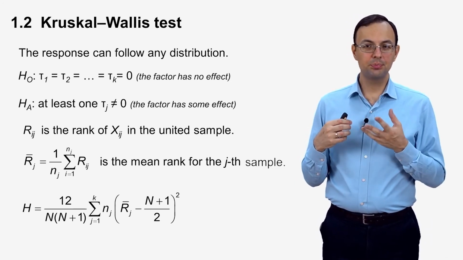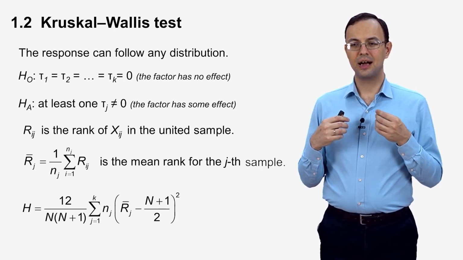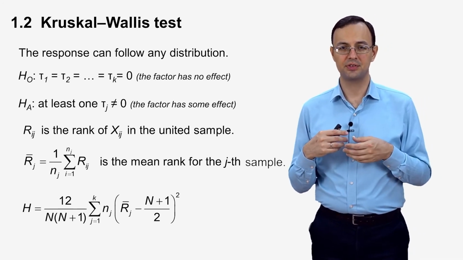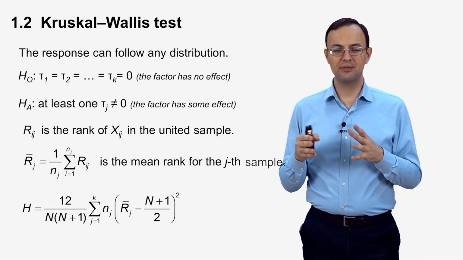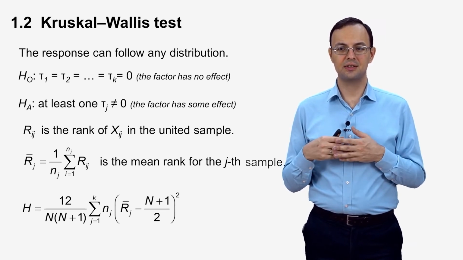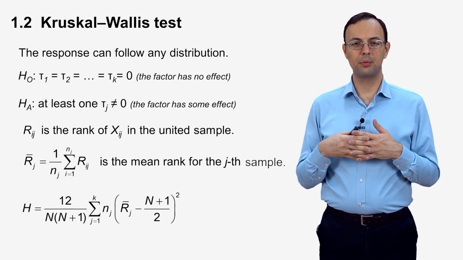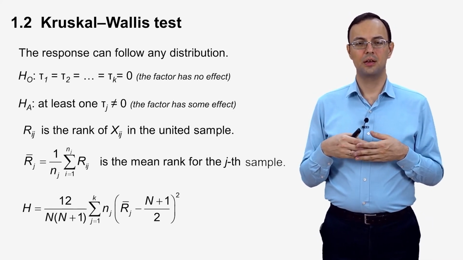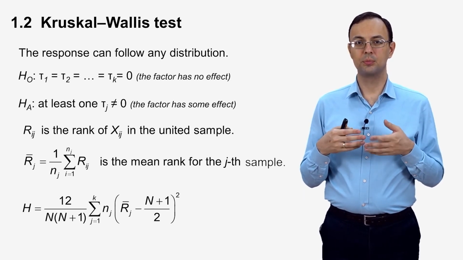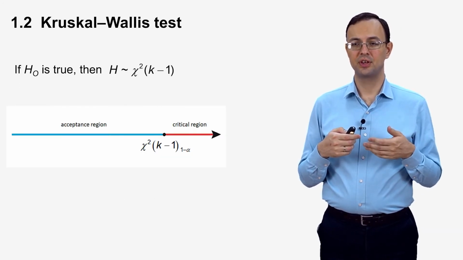So, as in the previous case, here also big values of the test statistic are in favor of the alternative hypothesis, and small values are in favor of the null hypothesis. So, if there is no big variation between the mean ranks for the different samples, this means that probably the factor has no effect. All the mean ranks for different samples are almost equal, very close to each other, and this is in favor of the null hypothesis.